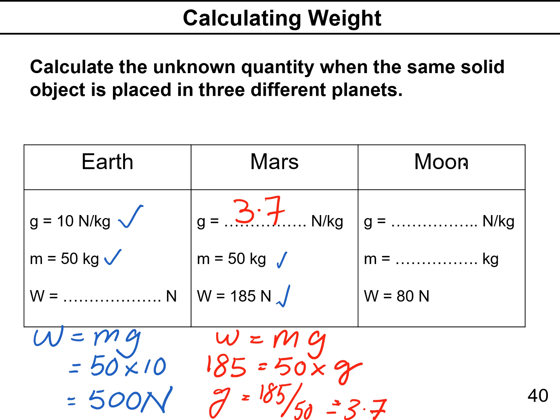So finally, on the Moon, same thing, I will write the formula. W equals 80.